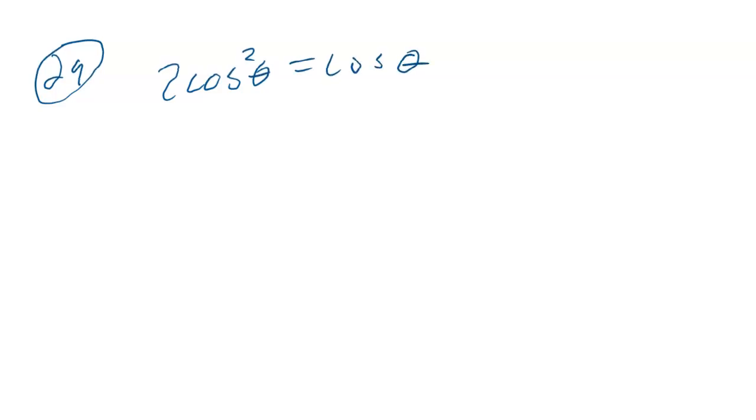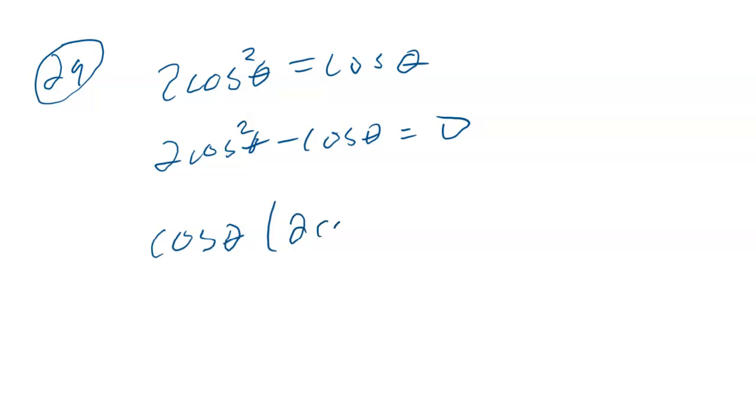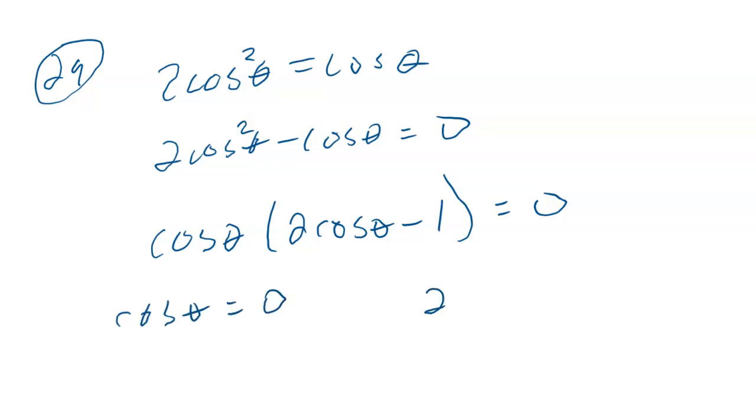29, I got 2 cosine squared theta is equal to cosine theta. I don't know why they gave this to you, but it doesn't look too hard. Just set equal to 0. 2 cosine squared theta minus cosine theta is equal to 0. Factor out the cosine: cosine theta times 2 cosine theta minus 1 is equal to 0. I get cosine theta is equal to 0. And I get 2 cosine theta minus 1 equals 0, so cosine theta is equal to positive 1/2.